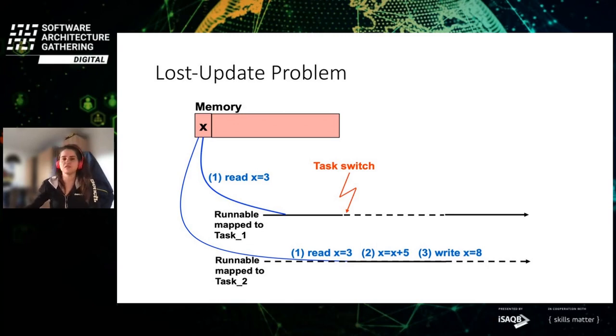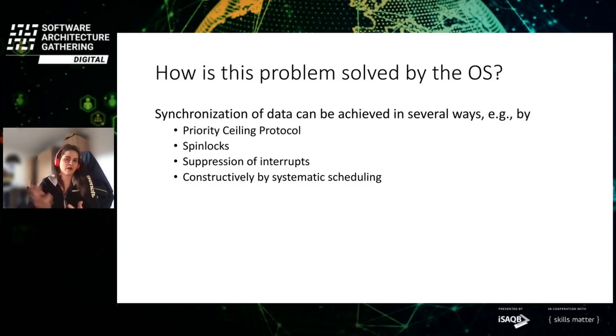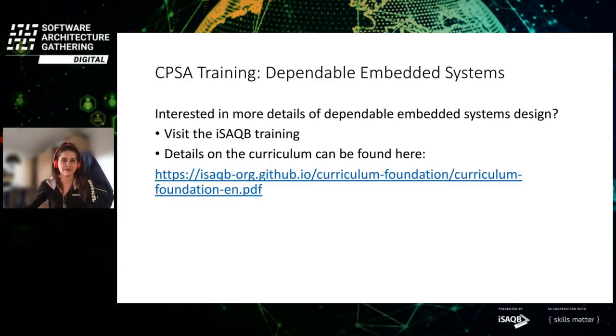And of course, there are patterns to solve such problems, and I have to be aware of these situations in an embedded system. So I could use, for instance, priority ceiling protocols, spin locks, suppression of interrupts, or have some kind of systematic scheduling in mind so that these overlapping situations do not occur at all, or I perform my mapping in a different way. And these topics are pretty vast, and I hope I gave you a small insight into the complexity of the design of dependable embedded systems.